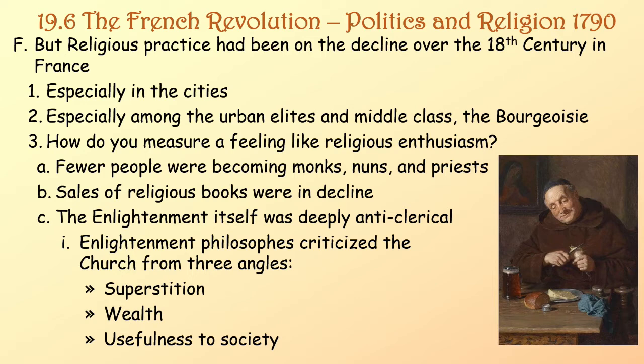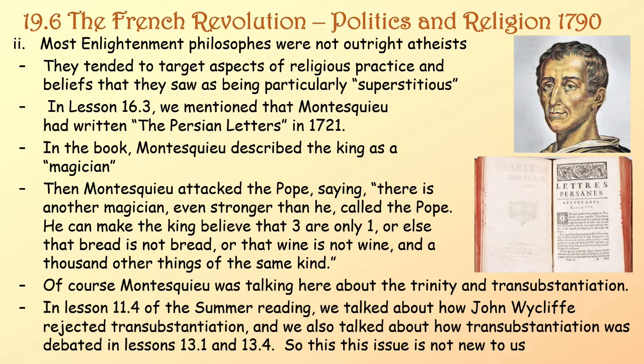How do you measure a feeling like religious enthusiasm anyway, if you're a historian? Well, they look at things like this, data such as fewer people were becoming monks and nuns and priests. Sales of religious books were in decline. The Enlightenment itself was deeply anti-clerical. Enlightenment philosophers criticized the church from three different angles: superstition, wealth, and usefulness to society. Most Enlightenment philosophers were not outright atheists. They tended to target aspects of religious practice and beliefs that they saw as being particularly superstitious.